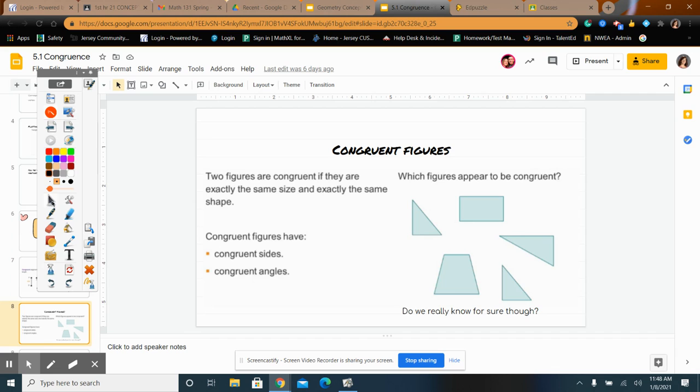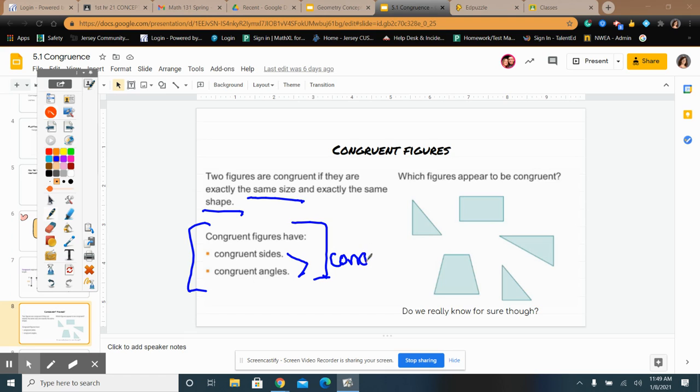So now we're looking for the whole shebang. Congruent figures. Congruent figures have congruent sides and congruent angles. Two figures are congruent if they're the exact same size and exact same shape. So because of that, congruent figures have congruent sides and congruent angles, which we know is also called congruent parts. Sometimes a lot of geometry teachers say congruent figures have congruent parts, but we know that means sides and angles.